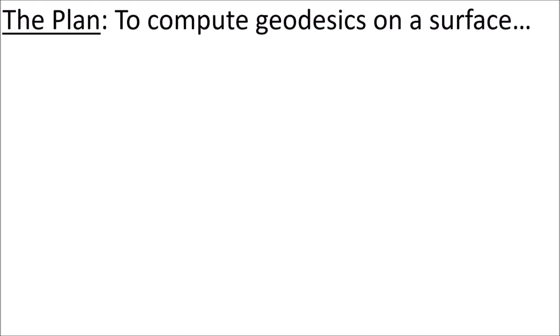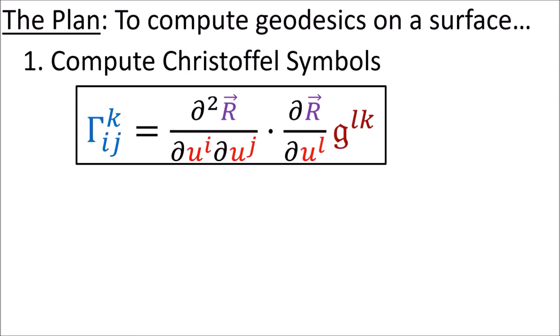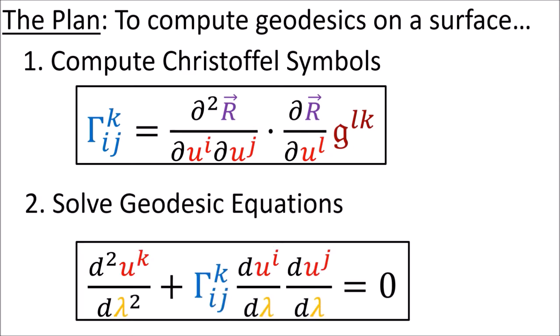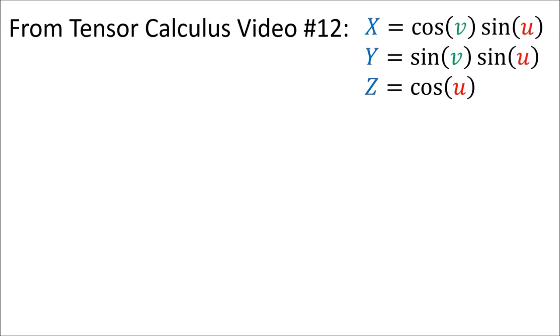So again, the first step is to get the Christoffel symbols, and the second step is to solve the geodesic equation. Now, to get the Christoffel symbols, we need to start taking derivatives. So if you've watched video 12 in this tensor calculus series, you'll already know that the parametric formulas for the sphere of radius 1 are these. These are the equations for the x, y, z coordinates in 3D space, parameterized in terms of u and v.